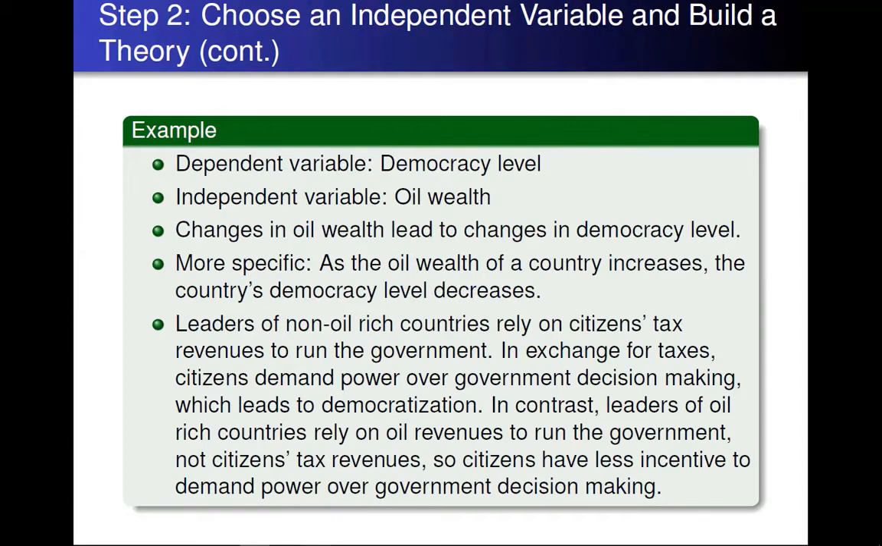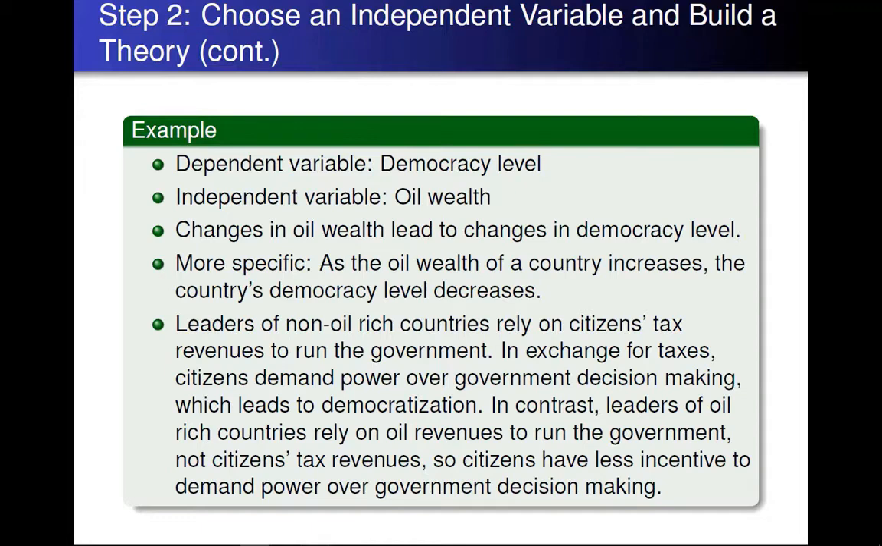We could expect that changes in oil wealth lead to changes in democracy level. More specifically, we could expect that as the oil wealth of a country increases, the country's democracy level should decrease. This tells us how the independent variable influences the dependent variable. As to why we expect this relationship, we could make the following argument.